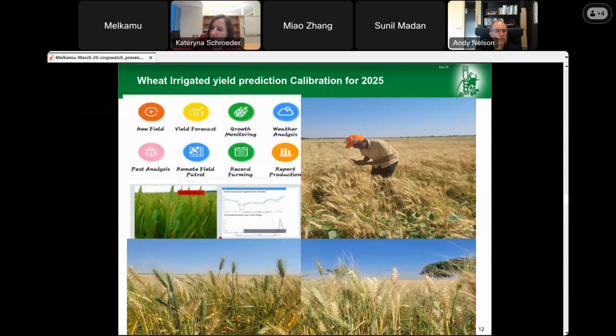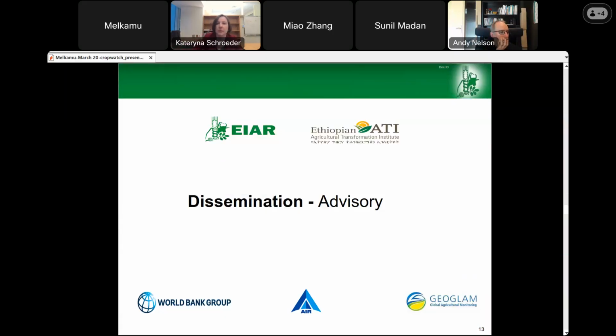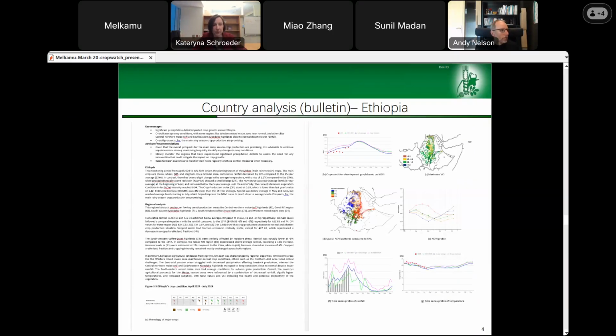As dissemination of the outputs, so far we have a country analysis bulletin in Ethiopia from the CropWatch system. We could detect NDVI time series from the system, and the phenology of each crop type can be generated from the CropWatch system so far.